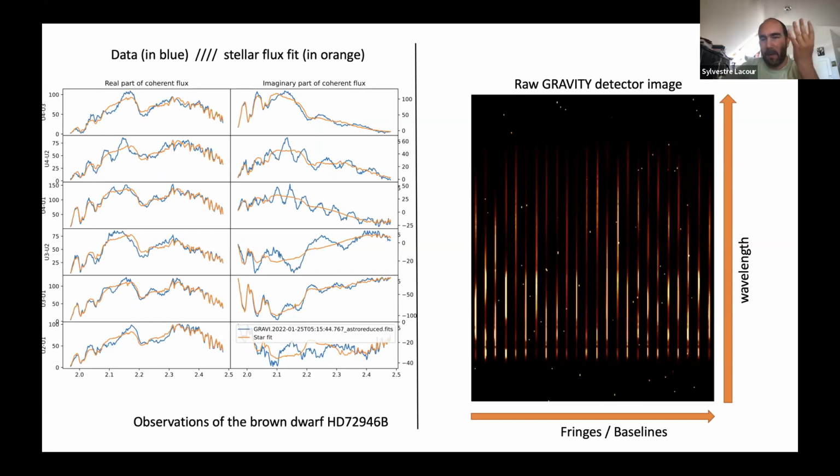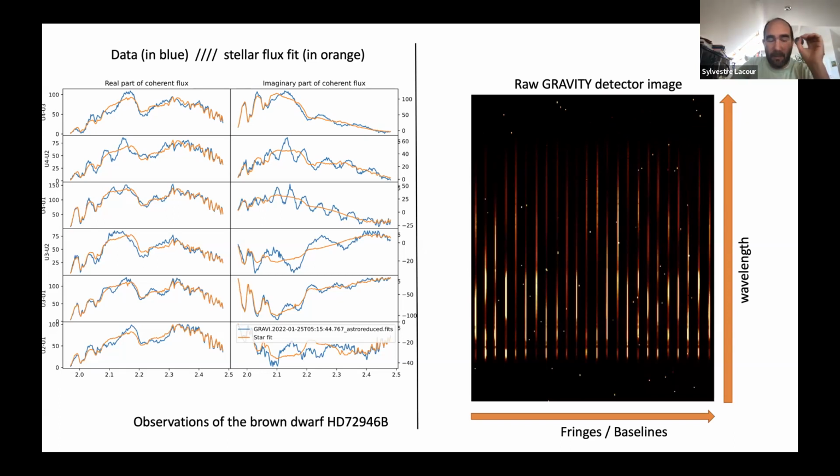So from these 4 values, you can get a complex number. That's what we call the coherent flux. This complex number has a phase, which is the phase of the fringes, and an amplitude, which is the amplitude of the fringes. And here to the left, that's an observation of a brown dwarf again, to make the signal clearer to you. You have the blue curve, which is the data, this complex value I was talking about, for each one of the 6 baselines.